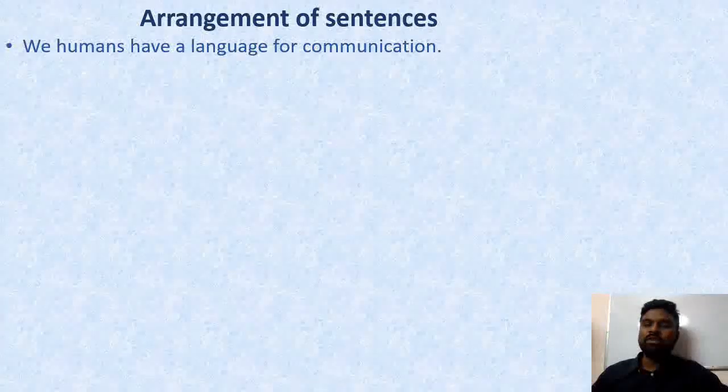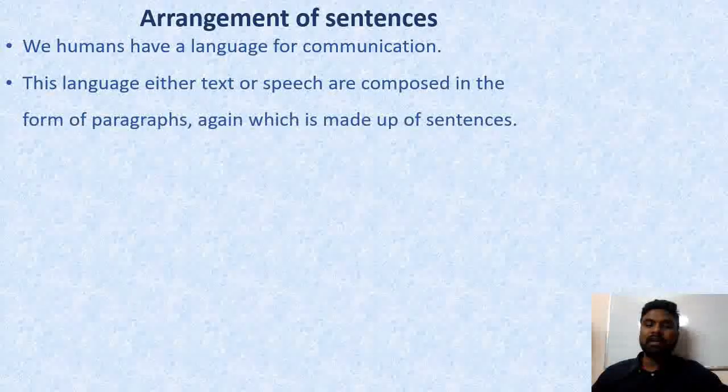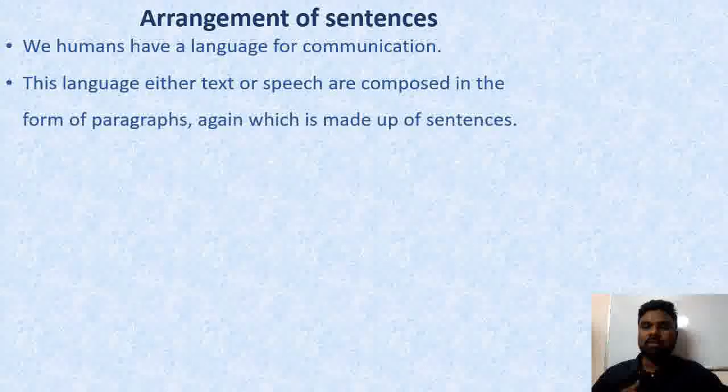So now let us see how a machine which is using NLP recognizes text or speech with the help of arrangement of sentences. So we humans have a language for communication. हमारे पास में एक language होता है जिससे हम communicate करते हैं. And this language, either text or speech, are composed in the forms of paragraphs, and again which is made up of sentences. So हम जो बात कर रहे हैं, even now when I am in monologue with you, I am explaining everything in some paragraphs.